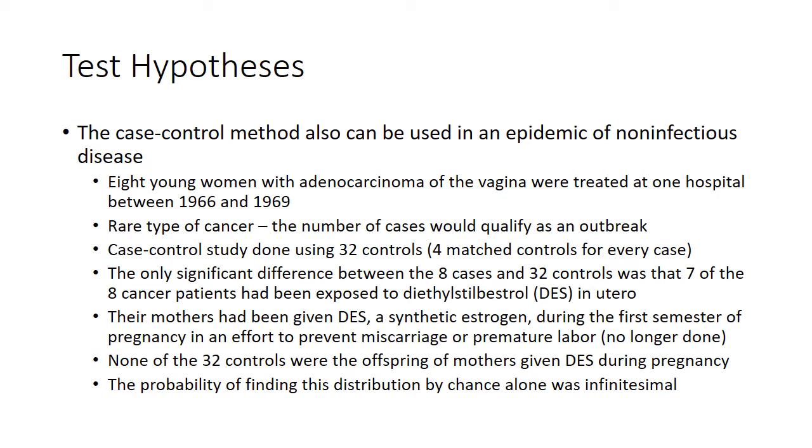What they found was that none of the 32 controls were the offspring of mothers who were given diethylstilbestrol during pregnancy. So essentially, the probability of them finding these differences between the cases and the controls was infinitesimal, very, very unlikely due to chance alone. So they were able to link it back to this common exposure, their mothers being exposed to diethylstilbestrol in utero.